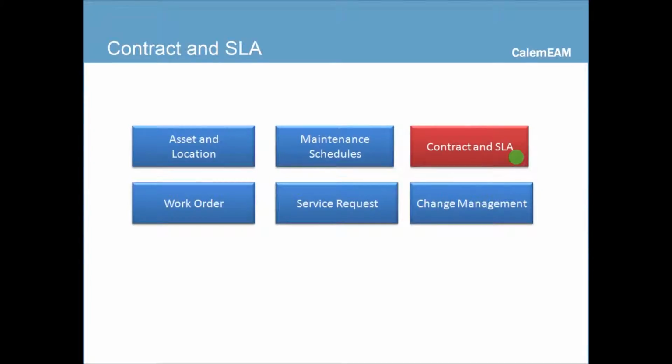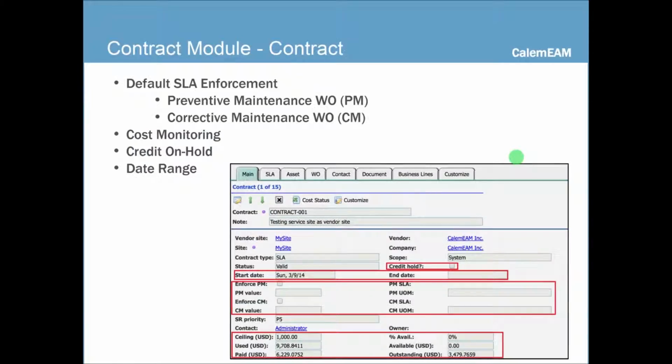Today we're going to focus on contract and service level agreement. A contract defines default service level agreement parameters for preventive maintenance work orders and corrective maintenance work orders. The service level agreement is defined as a number of days or hours that one must complete a work order based on the time needed.